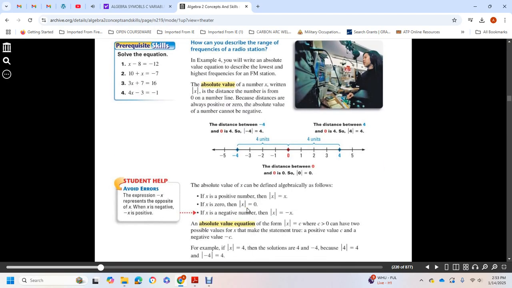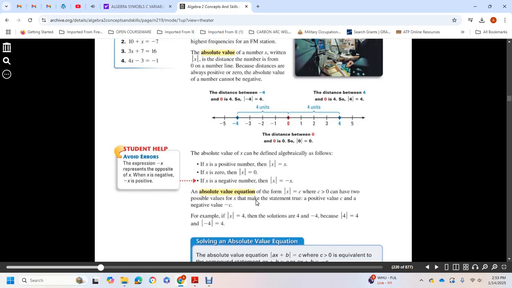The absolute value of x can be defined algebraically. If x is a positive number, the absolute value of x is equal to x. If x is 0, then the absolute value of x is 0. If x is a negative number, then the absolute value of x is equal to the negative of x. Absolute value equations.